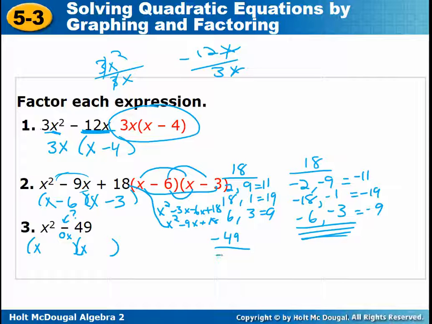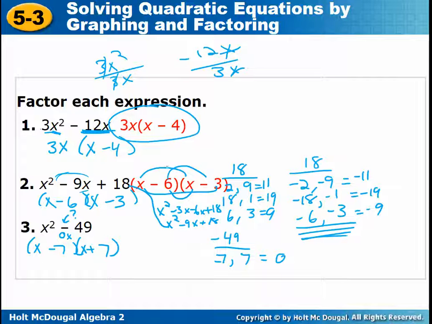Well, 7 times 7 equals 49. If one of these was a negative and one was a positive, when I multiply them, I'd get negative 49. That's good. And when I add them, I would get 0. So your factors are going to be x minus 7, x plus 7.